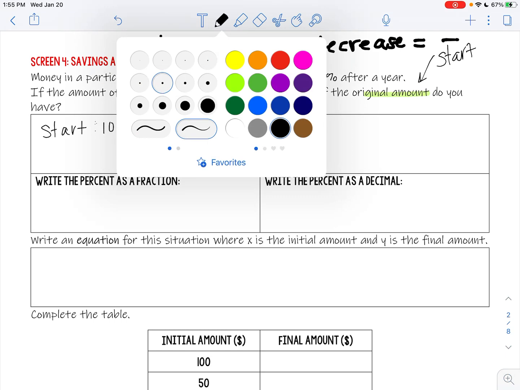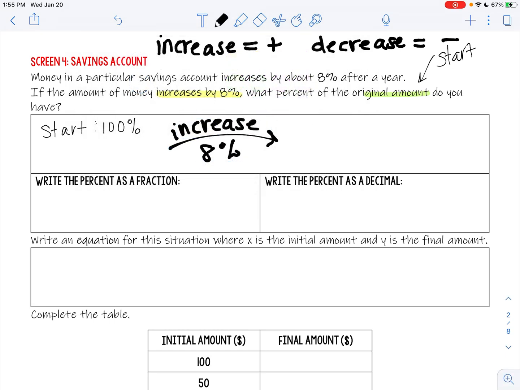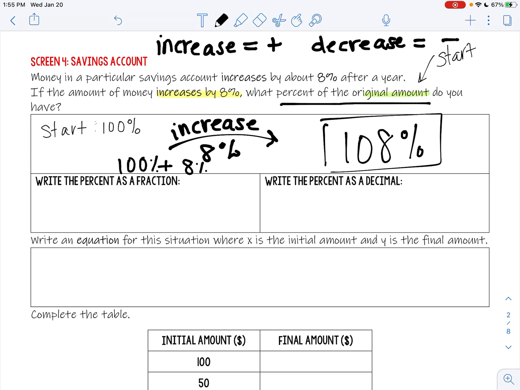So basically what's happening here is we're starting at 100% and we're adding 8% because we're increasing by 8%. So our ending percent, the percent of the original amount, is 108%. Right? It's 108%.